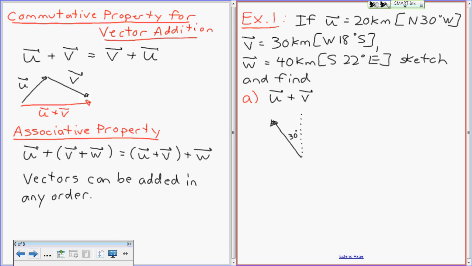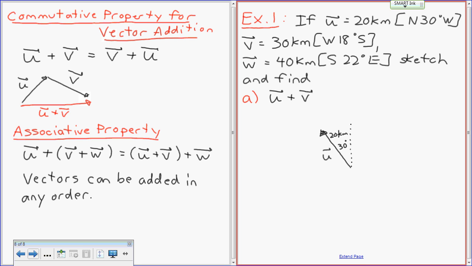Now, what else we're going to do? We have to write there somewhere 20 kilometers. And that's vector U. I'll move this over a little bit. Okay, so everyone see that? You're starting north, and you're going to go 30 degrees to the west.